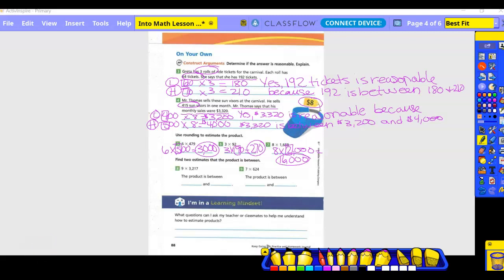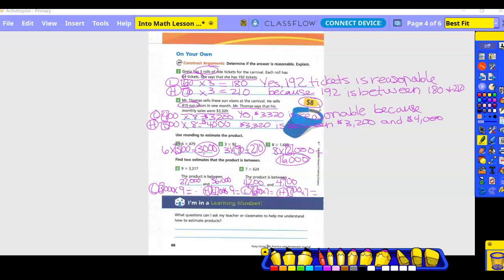Find 2 estimates that the product is between. Number 8, so this one we do need a low and a high. Same for 9 as well. So we did our low and our high. We put 3,000 times 9 for our low. High we did 4,000 times 9. And then for our low we got 27,000. And for our high we got 36,000.